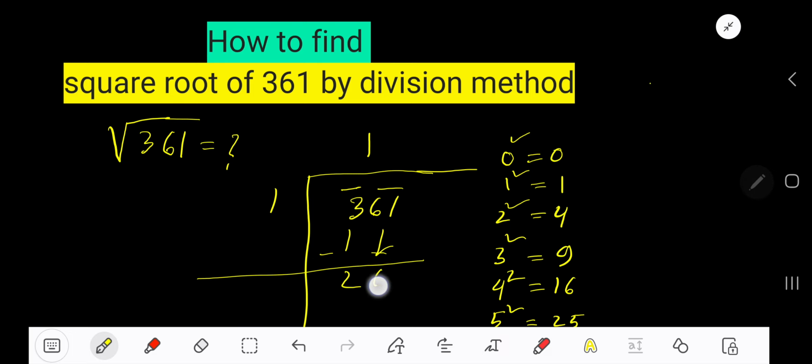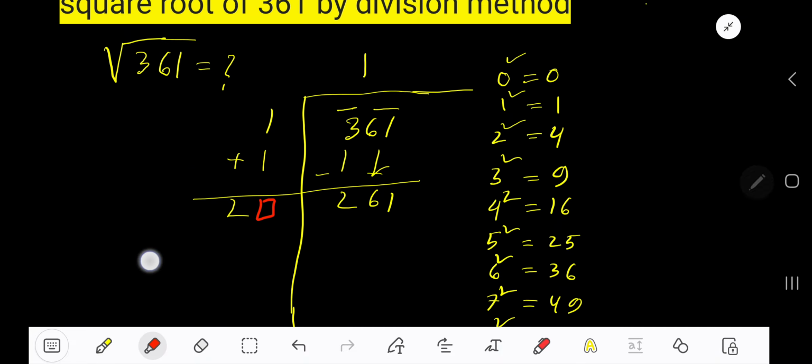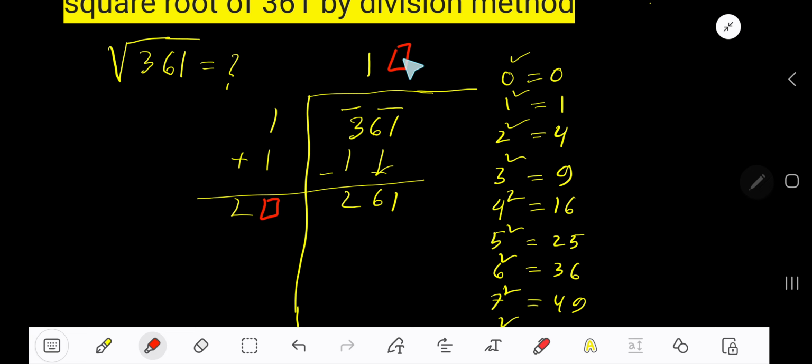Bring down the next pair. You have placed here 1, so the same thing will come under the divisor. Now add, you are getting 2. You have to consider here a number. That number must come here, and if you multiply, then this product will be equal to 261 or nearest to 261.